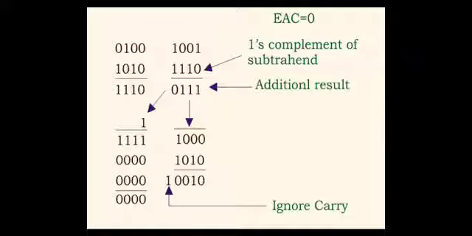So here we can apply the one's complement to the subtrahend value. After that we add those digits, and finally we get the addition result and a carry. After that, by using the EAC 0 condition, we have to add those resultant values. Okay, finally we ignore the carry one.